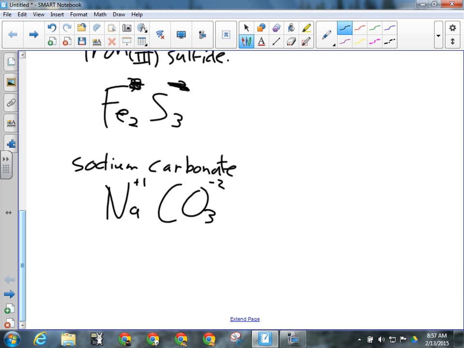CO3 is carbonate. CO is carbon monoxide, an odorless, colorless gas that is deadly. Those are two very different things. You can't change the numbers on a polyatomic ion. All you can do, if you need to, is use brackets and put a number outside of those. In this case, do I need to do that? No, because it's a 1.